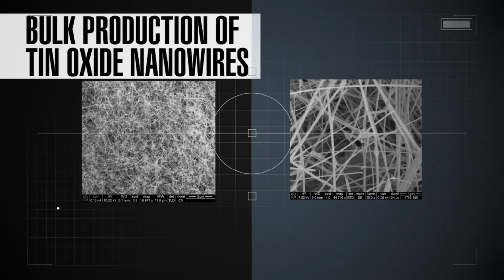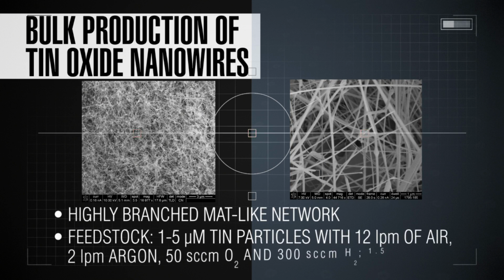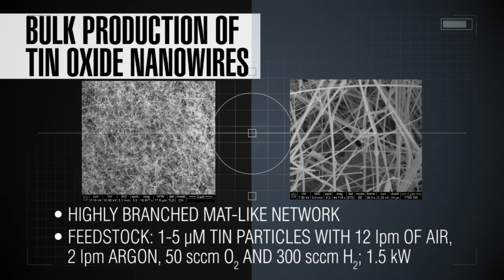The length of the nanowire depends on the length of the growth zone. If you shorten the zone, the nanowire length will be smaller, but if you make it longer, then the nanowires will be longer. This image shows samples of tin oxide in a bulk produced using the microwave reactor. These are highly branched, mat-like networks. The feedstock here was 1 to 5 micron tin particles with 12 liters per minute of air and 2 liters per minute of argon and 50 cubic centimeters per second of oxygen, and using 1.5 kilowatt of microwave power.